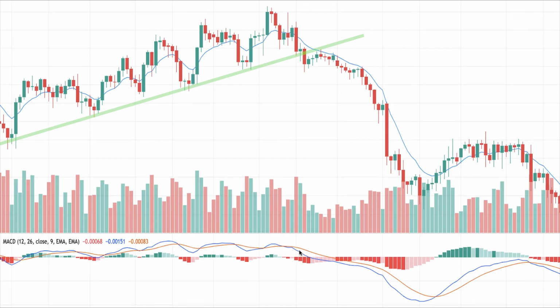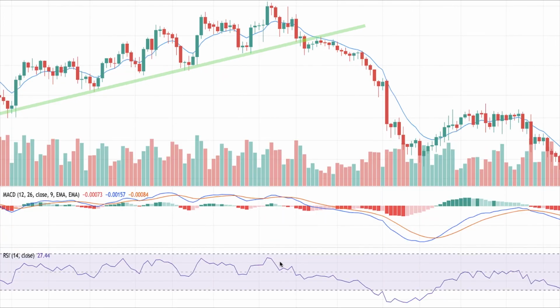Please pay attention that before this, the MACD line shows divergence with the price movement, which is a signal for a possible reversal. Let's add RSI and see what the RSI reading says. The RSI reading is already below 50. RSI also shows divergence, which is a possible reversal signal, and it crossed below 50 at this point.